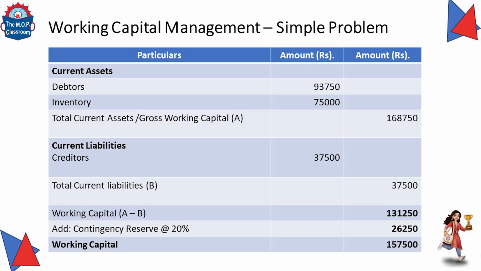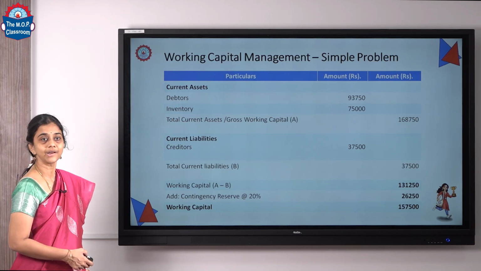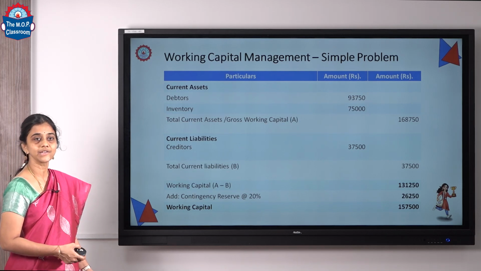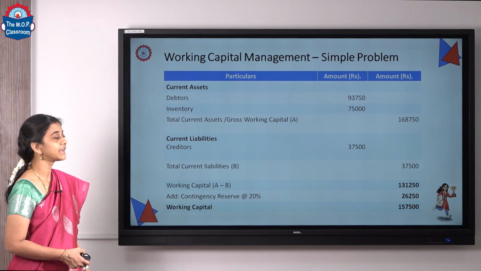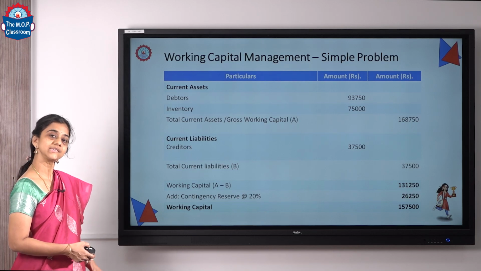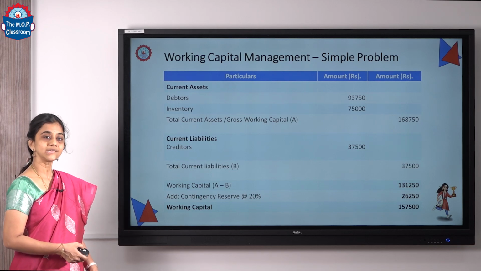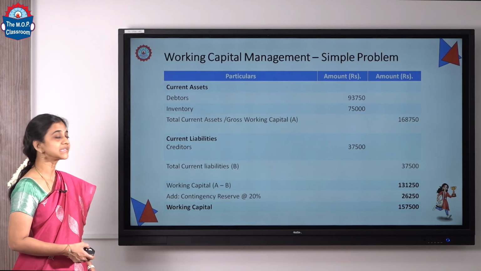So this is how the solution looks. Step 1, we need to find out the current assets, the value for individual current assets. So we need to find out the value of debtors, inventory, or if any other value is given like cash in hand, cash at bank, include all that. Then we need to arrive at the total current assets or gross working capital. Let's call it A. The next step, we need to find out current liabilities, every individual current liability. We total it up and call it B. The last step is to calculate the working capital, that is A minus B, current assets minus current liabilities.